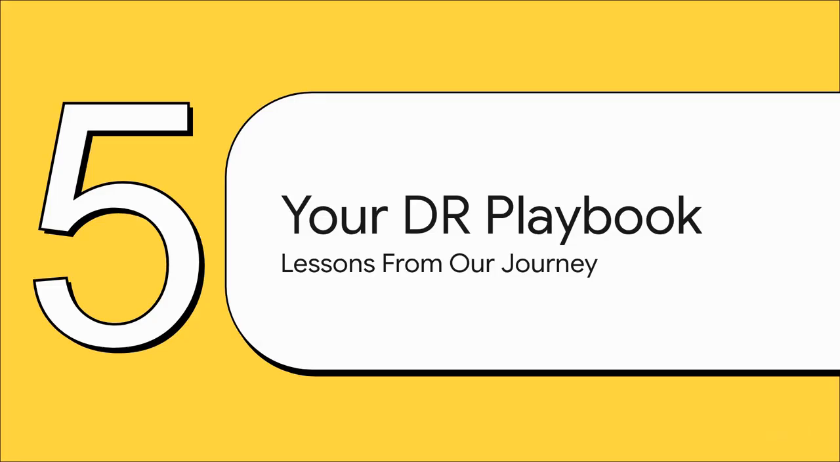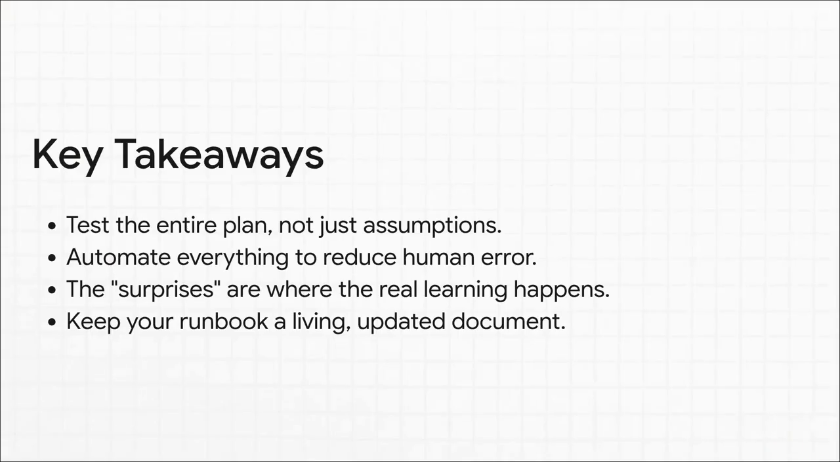So, what can you actually take away from all this? What did we learn? Well, we've distilled our entire experience down into a playbook, a set of lessons that you can hopefully apply to your own disaster recovery planning. Here are the big four. First, test your entire plan, end to end, not just little pieces you assume will work. Second, automate absolutely everything you can. Manual steps will fail when people are under pressure. It's just human nature. Third, you have to embrace the surprises. Those aren't failures. They're free lessons on how to get better.